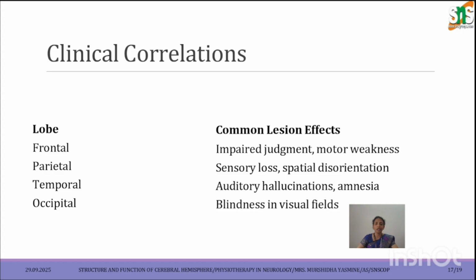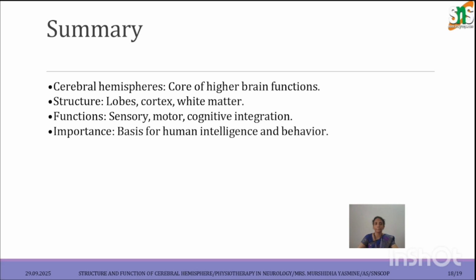Clinical correlation related to lobe-specific common lesion effects. In the frontal lobe, there will be impaired judgment and motor weakness. In the parietal lobe, if there is a lesion, there will be sensory loss and spatial disorientation. If there is a lesion in the temporal lobe, auditory hallucination and amnesia will happen. If the lesion is present in the occipital lobe, there will be blindness in the visual field.